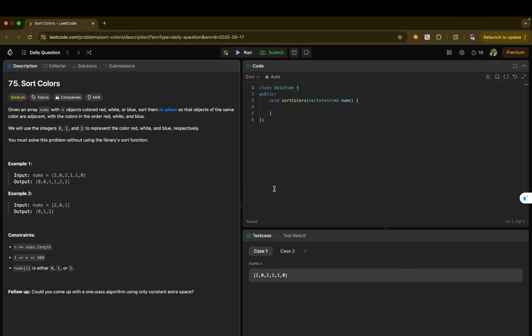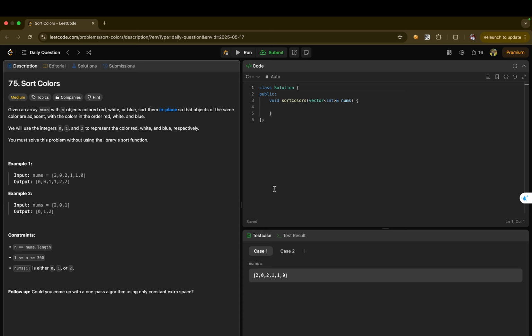The statement says: given an array nums with n objects colored red, white or blue, sort them in place. That means you sort the array without using an extra array, by swapping or interchanging elements inside the original array. So zero represents the color red, one is white and two is blue, respectively.